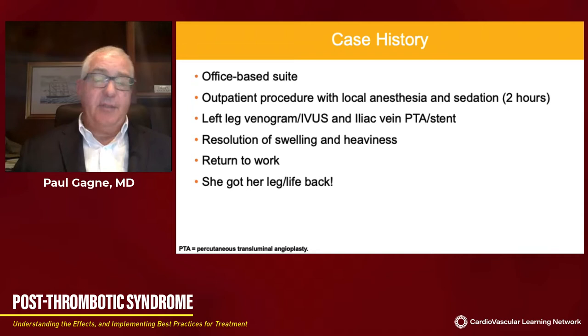And so as an outpatient, we brought her to the lab, performed a venogram under local anesthesia with sedation. She had an outflow tract obstruction in the iliac vein with scar and occlusive disease. We ended up treating her with an angioplasty and stent, used IVUS to size that angioplasty and stent. And in post-op, she had complete resolution of the swelling and heaviness. She returned to work, and she got her leg and her life back.